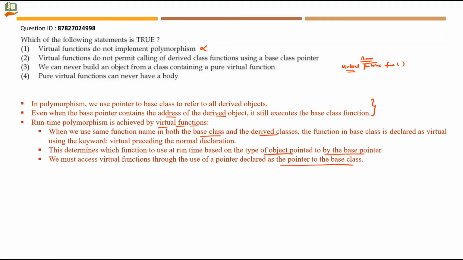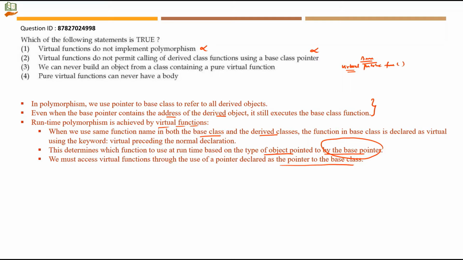Next, virtual functions do not permit calling of derived class functions using a base class pointer. The use of a virtual function is to use the pointer to the base class for calling the derived class function. It will decide which function to use at runtime based on the type of object pointed to by the base pointer. So this is also wrong. Virtual functions exist for this purpose only.